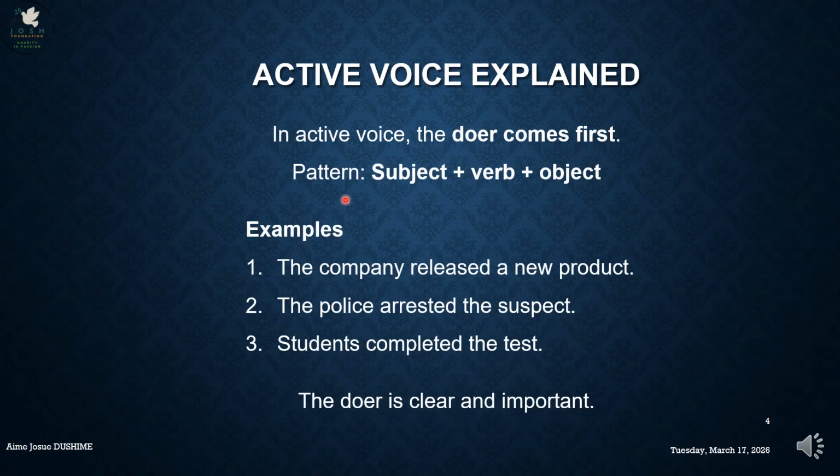Let's see active voice first. In active voice, the doer comes first. The person doing the action comes first in active voice. That's the original structure of the sentence: subject, verb, object. The company released a new product. The police arrested the suspect. The students completed the test. The doer is clear and important. The person doing the action is clear and important.